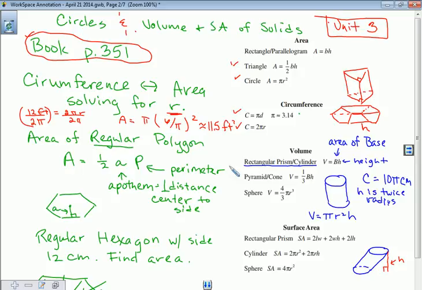I want a pentagonal koi pond. Oh, good, because we're about to do the area of a regular polygon.